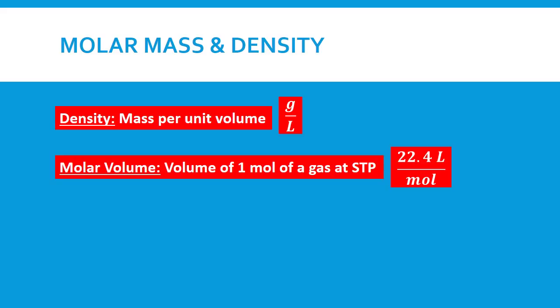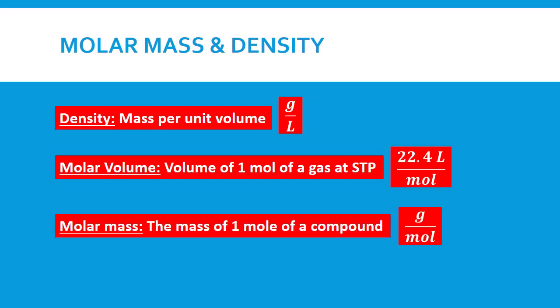Molar volume is the volume of 1 mole of the gas at standard temperature and pressure, and we know that it's 22.4 liters per mole. All right, so 22.4 liters of gas is in 1 mole of that gas. The molar mass, which is the mass of 1 mole of the compound, or whatever gas it is we have here, would be measured in grams per mole.